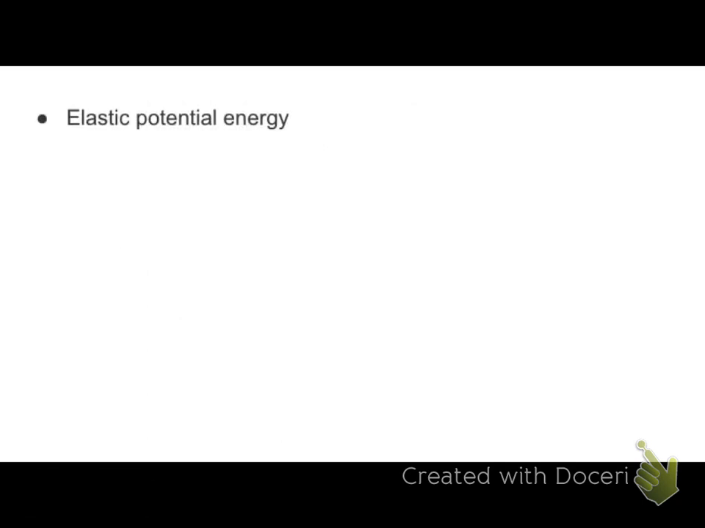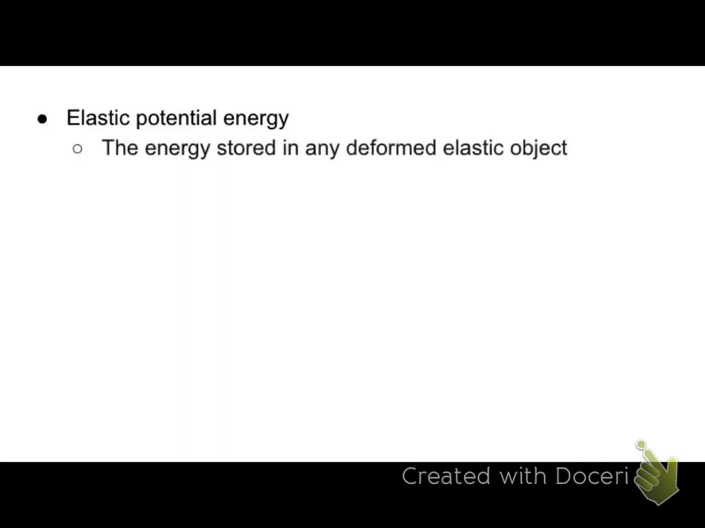Gravitational potential energy is not the only type of potential energy. There's also something called elastic potential energy. Elastic potential energy is energy stored in any elastic object that can be deformed. Like a spring? Yes. Or a rubber band. Or the surface of a rubber ball that you can push in and it bounces back.